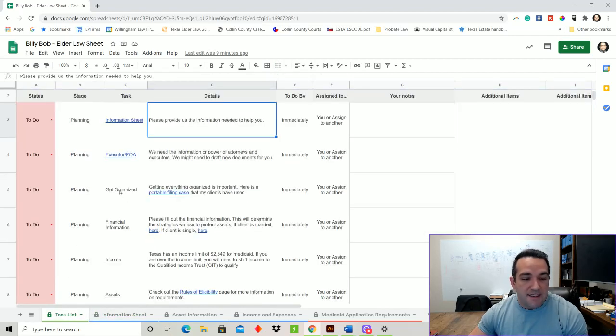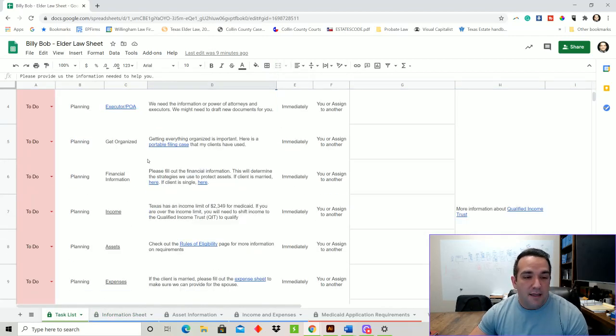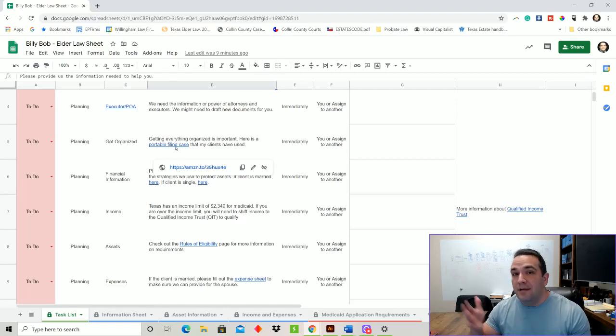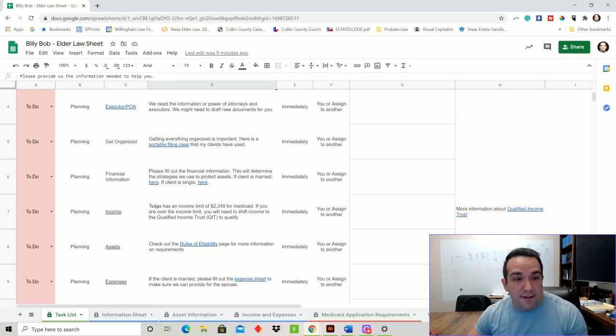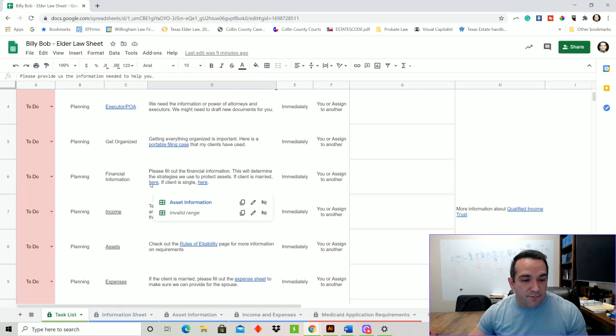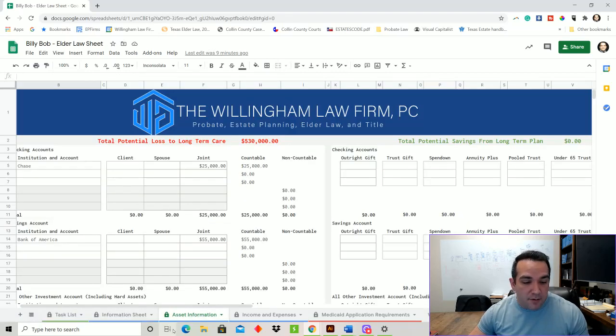The next is getting organized. I tell people, if you are actually planning for the situation, you're going to have so much paperwork. I have a link here to an Amazon to buy a portable case that I tell people to get and start keeping things in order because Medicaid is going to require you prove everything that you're doing. So financial information, we go to our asset information here, and we're going to start filling out asset information.